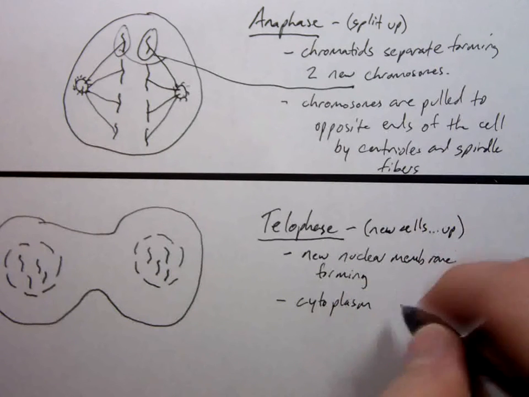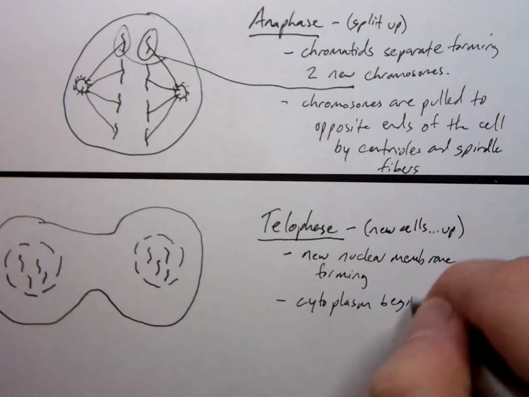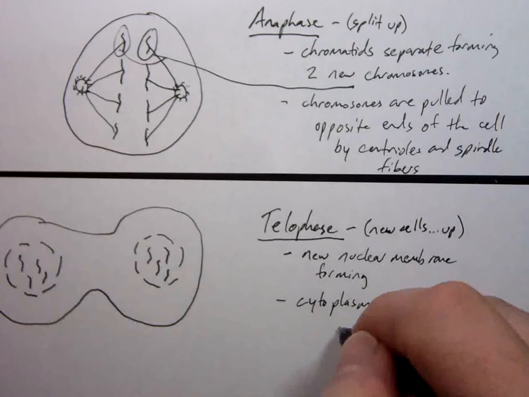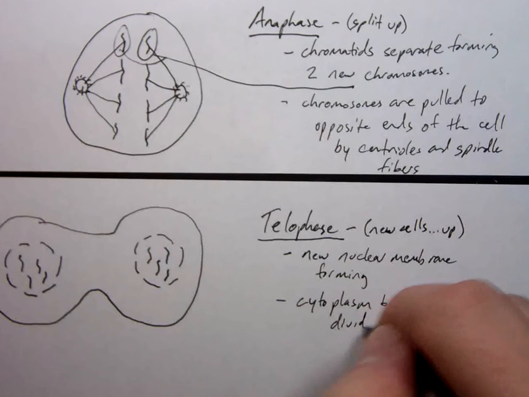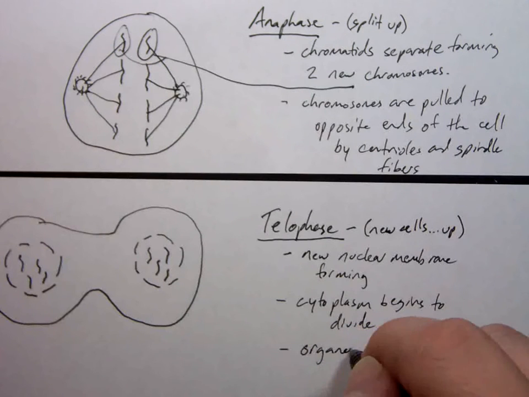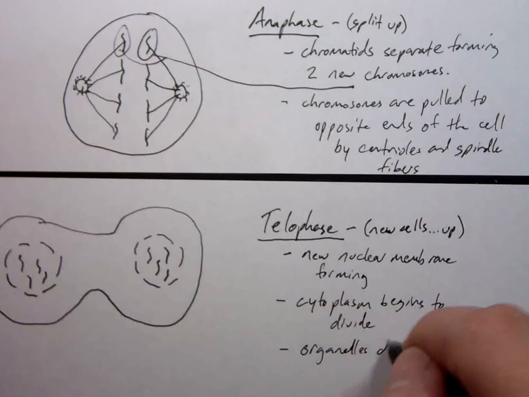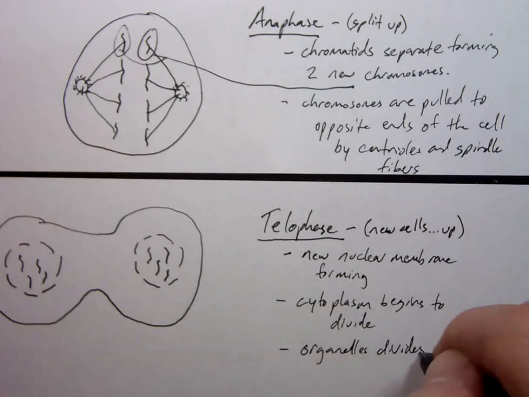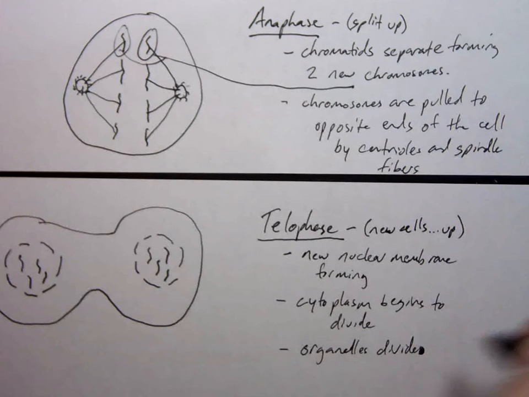Cytoplasm begins to divide. Organelles divided. So there has to be some of each. Some mitochondria go to one, some go to the other. Endoplasmic reticulum to one, ribosomes to one, to the other. They make sure they both have the stuff. Okay.